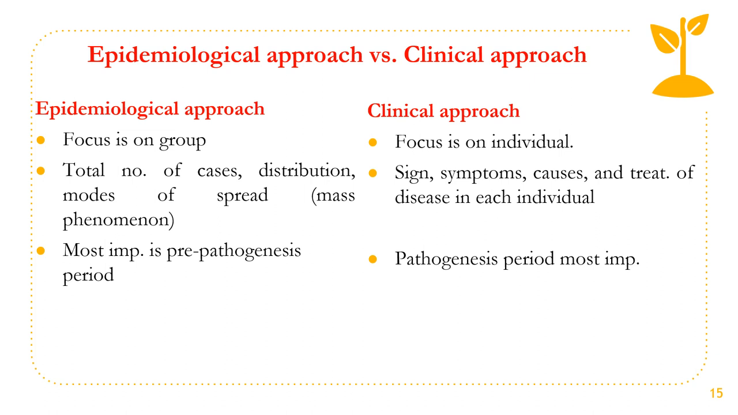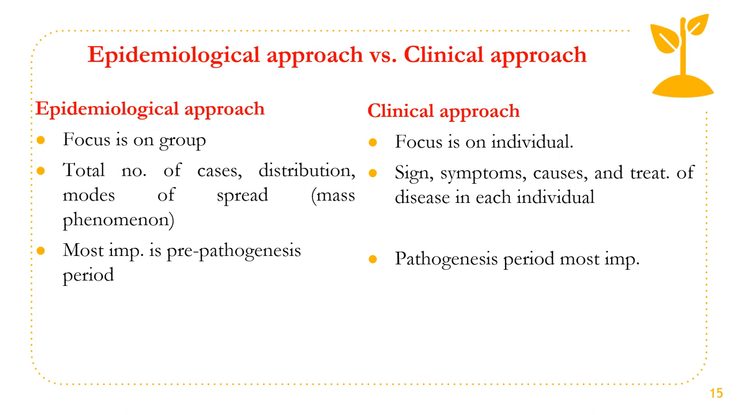Epidemiological approach versus clinical approach. The epidemiological approach is focused on the group, but in clinics it is focused on the individual. For example, if an epidemiologist goes to an area where COVID-19 has spread, he will focus on the group of people. But if the same COVID patient comes to your clinic, you will be focusing on the single person. So epidemiologists focus on the larger group: total number of cases, distribution, modes of spread. This is what the epidemiologist will search. But if the same patient comes to the clinic, as a clinician we will check the signs, symptoms, causes, treatment, like that.